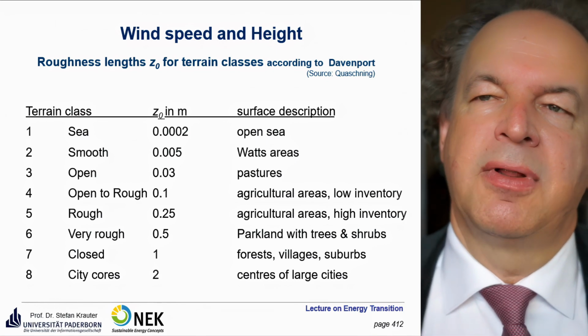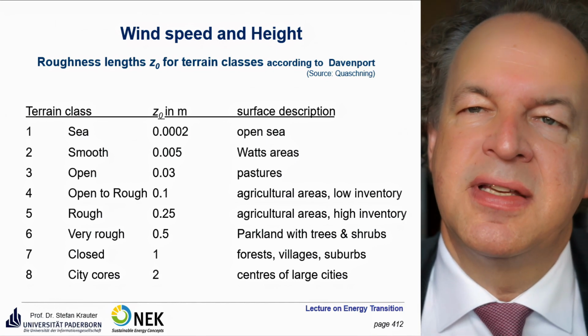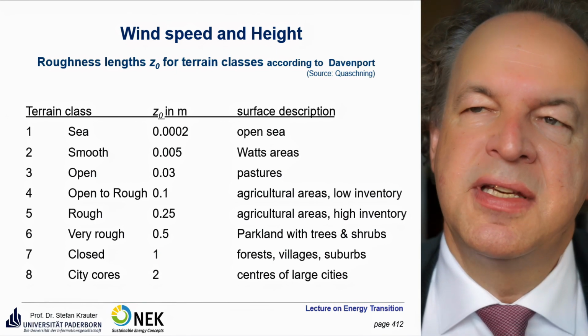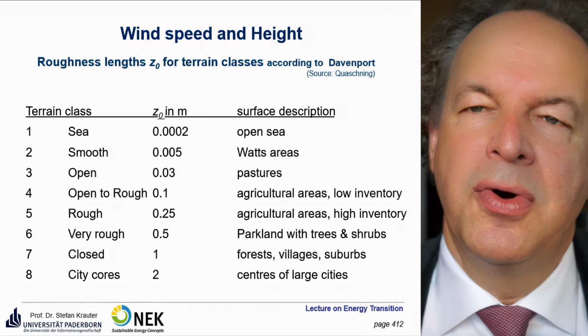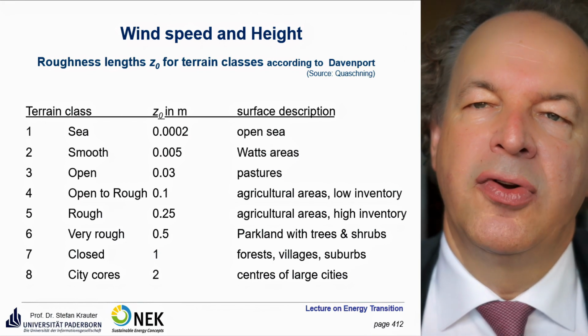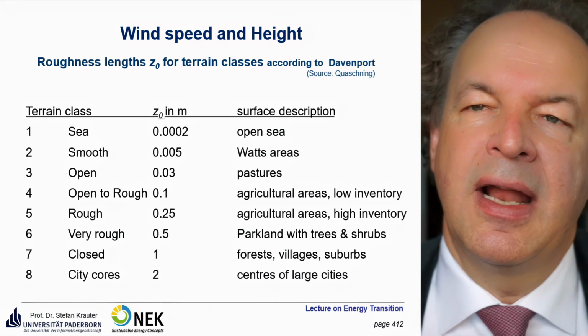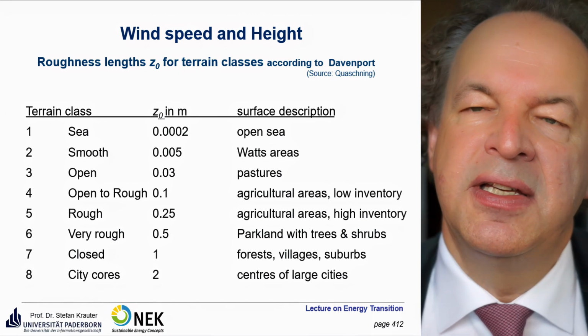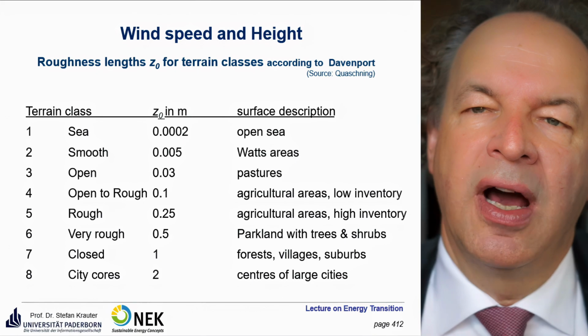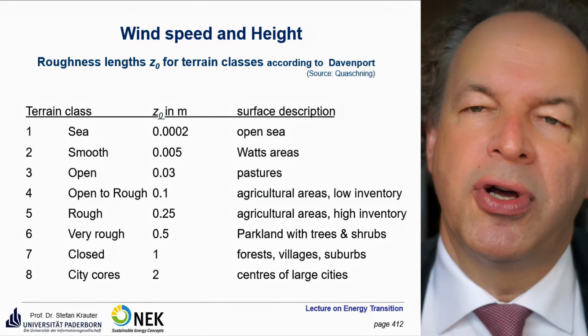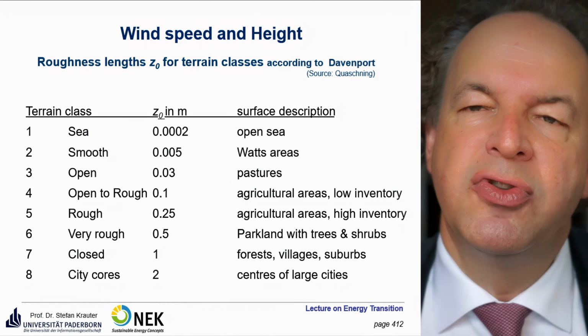So this is a table with the roughness values, Z0. The sea is very flat usually, and you have a very low Z0 value. If you go to open terrain like pastures, you have a Z0 of 0.03 meters. If you have rough terrain, it's 0.25 meters. If you go to the city, it's even 2 meters.